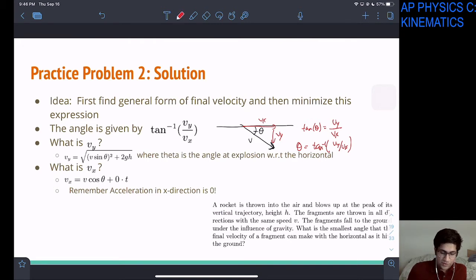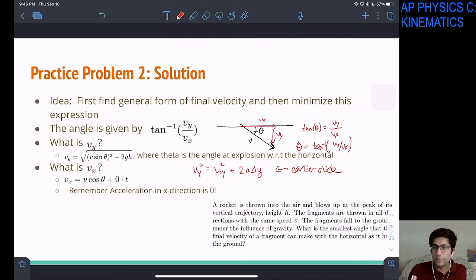So here I summarize the answer and this is how we would derive it. So vy squared, which is our final velocity squared in the y direction, is equal to our initial velocity squared in the y direction plus 2 times a times delta y. This is from our earlier slides.